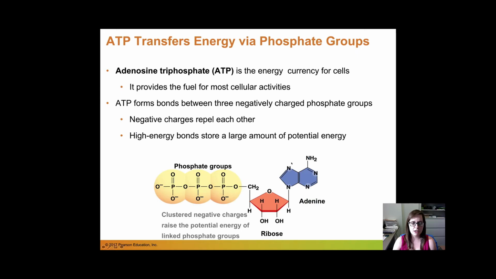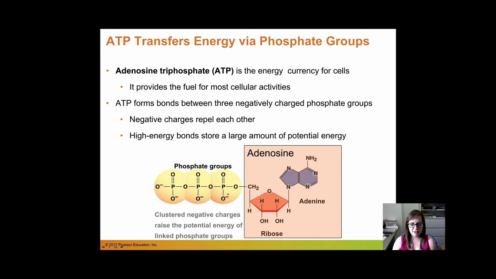So the next thing I want to talk about, now that we're done talking about redox reactions, is energy transfer via ATP. ATP stands for adenosine triphosphate, and it's the energy currency for cells. It provides fuel for most cellular activities, and ATP forms bonds with 3 negatively charged phosphate groups. These phosphate groups with their negative charges repel each other, and they have high energy bonds that store a lot of potential energy.